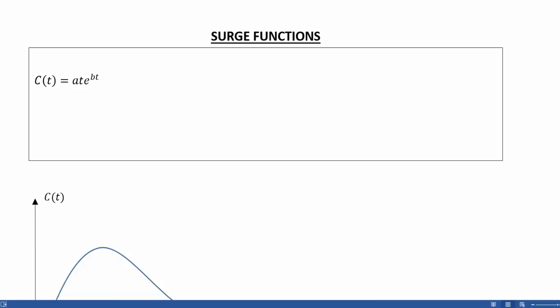Surge functions have the form A t e to the bt. Surge functions can be used to predict when you may need another dose of medicine. They can be used to predict how high the concentration will go, and the data is often used to determine when to give second doses of certain medicines, based on the qualities of the surge function for the particular medicine. You can see that this function has the variable in two places, both in the front and in the power of e. Let's take a look at the picture so we can talk about how the surge function behaves.